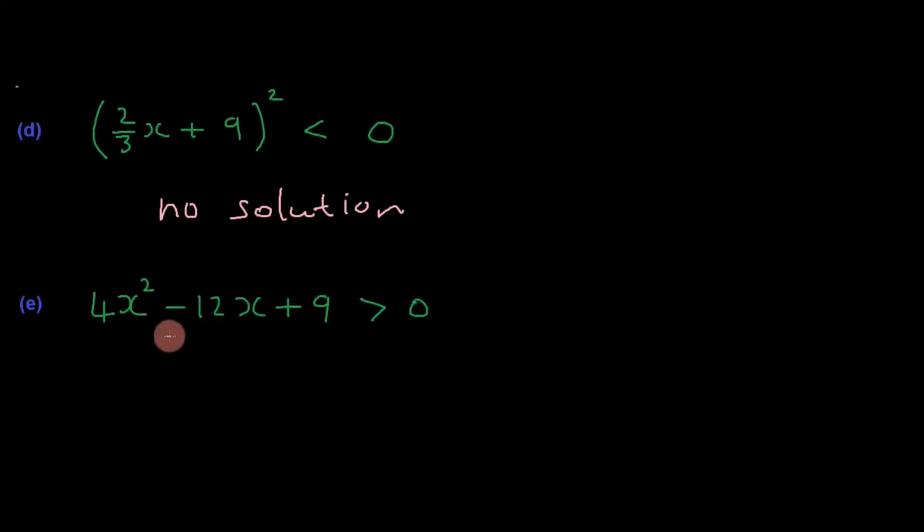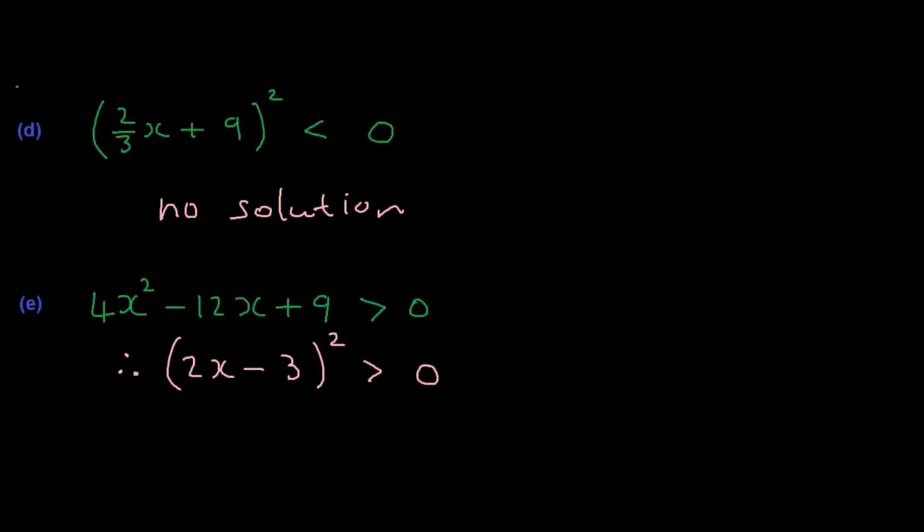So E, the left-hand side here is a trinomial that is a perfect square. Because the first term is a perfect square, the third term is a perfect square, and the middle term here is twice the square root of the first term times the square root of the third term. So then we can factorize this as follows. We can take the square root of the first term, which is 2x, the middle term sign, and the square root of the third term, which is 3. And this is all squared, and this must be greater than 0. So strictly greater than 0.